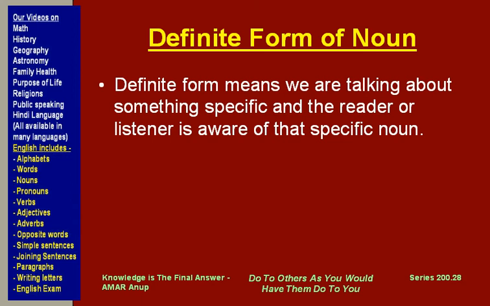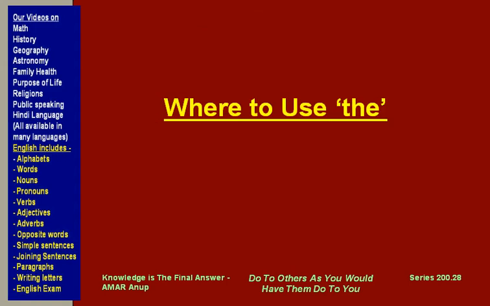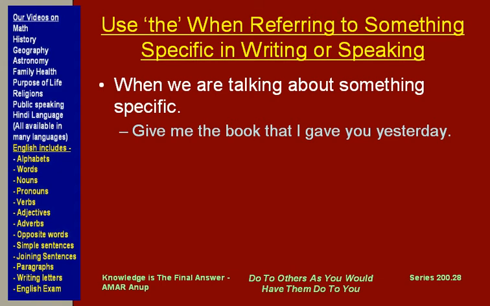We just now mentioned that definite form of noun is something specific about which the speaker and the listener or the reader are both aware of what that object is. Now let's look at where to use the. We use the when we are talking about something specific.